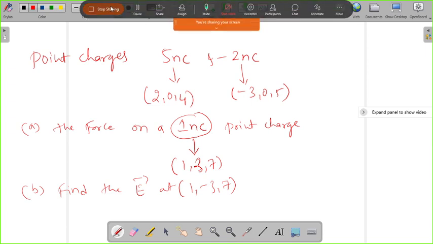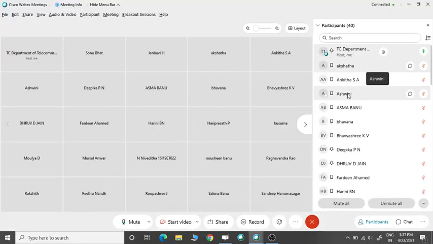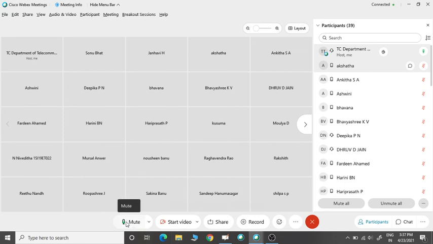Okay, so we'll stop here and take some extra class if possible on Monday itself. Is it fine? Today's problem understood? Electric field strength and force. Anybody has any doubt?